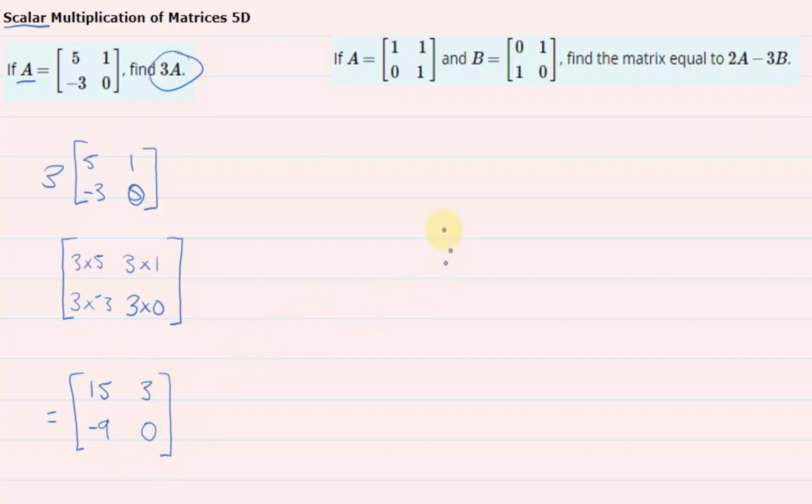Now, along with multiplying by a number, we can also combine operations. With this, we need to bring in some previous knowledge, our use of order of operations with maths. Here we've got matrix A as 1, 1, 0, 1 as the 2 by 2. Matrix B, we've got 0, 1, 1, 0. And we're asked to find the matrix 2A.